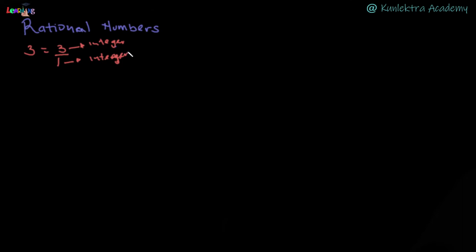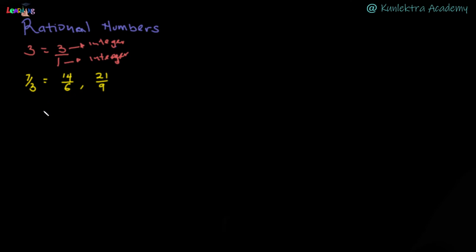Now, a rational number is a number that can be expressed as a ratio of two integers. Let me give you another example. 7 over 3 is also a rational number. If you look at 7 over 3, you can still have equivalents of 7 over 3, which are 14 over 6 or 21 over 9. These are all rational numbers because they can be expressed as ratios of integers.